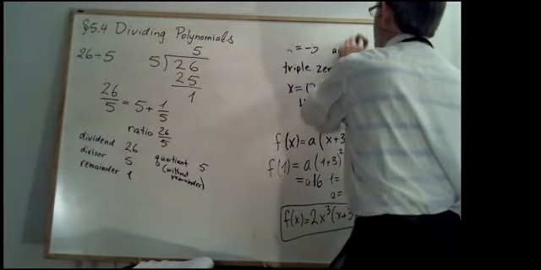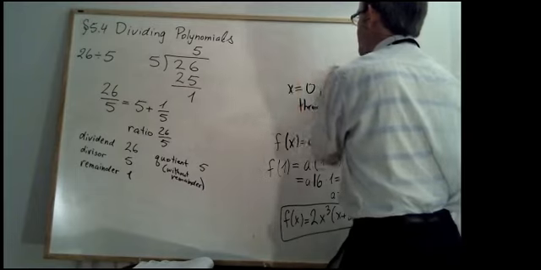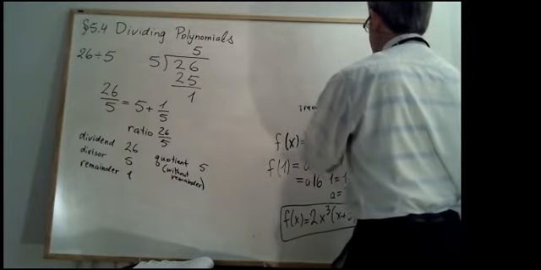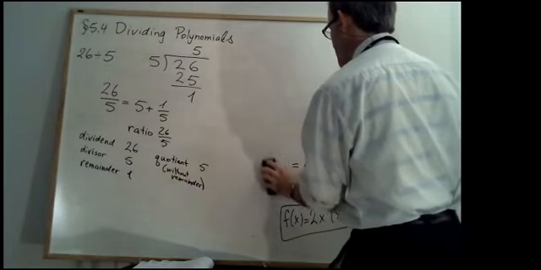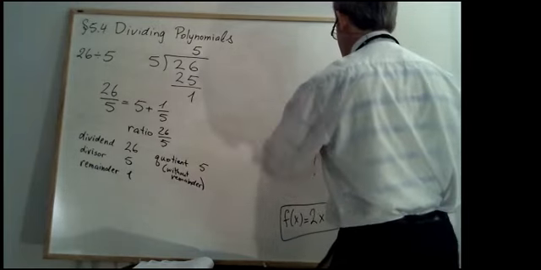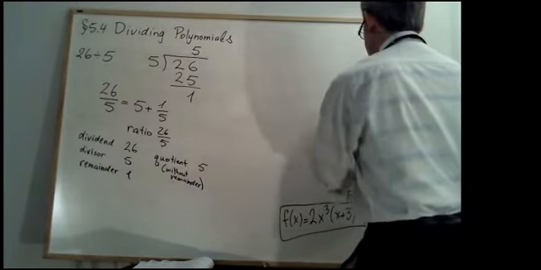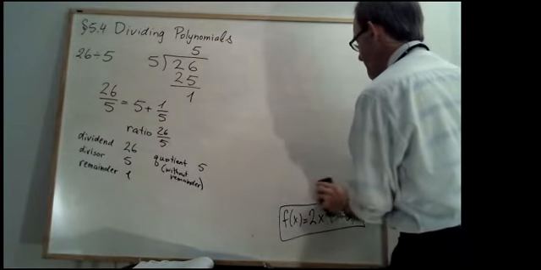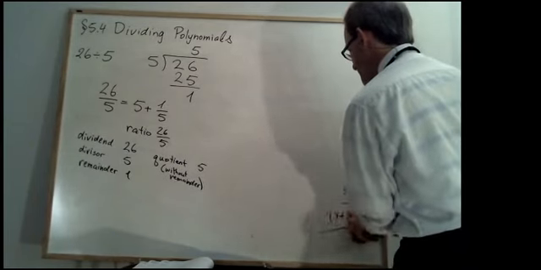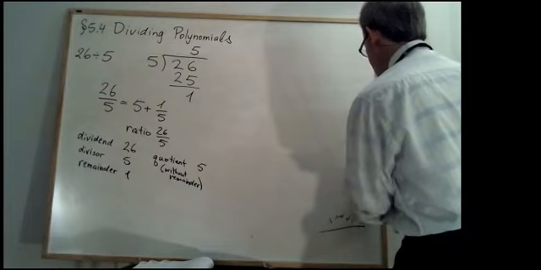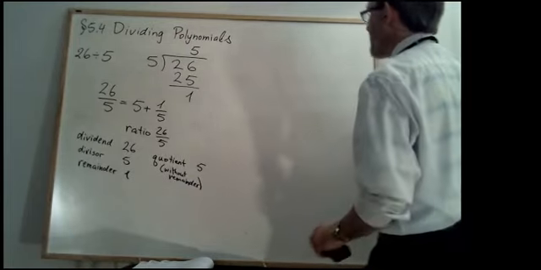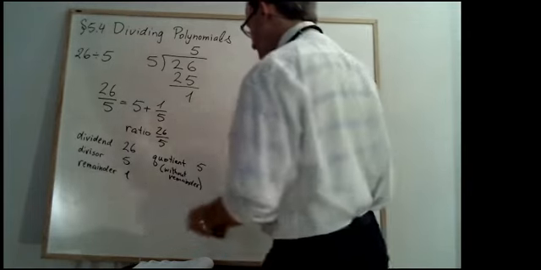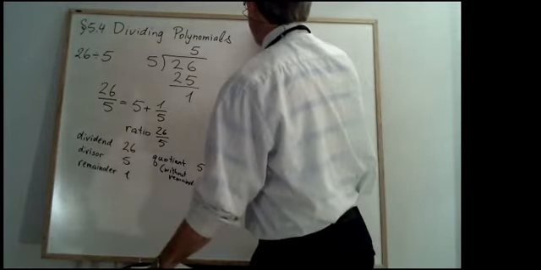Okay, so let's see how this works with polynomials. So with a polynomial, you arrange the two polynomials. So let's see an example for polynomials.